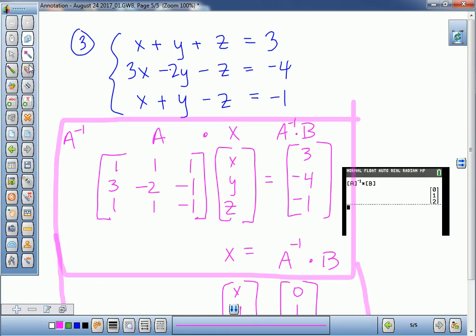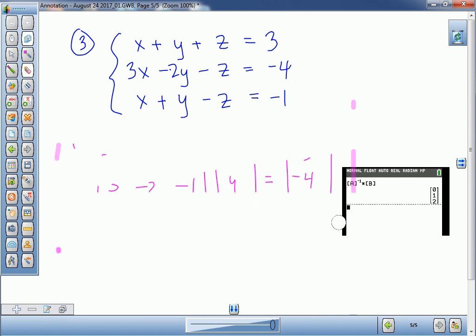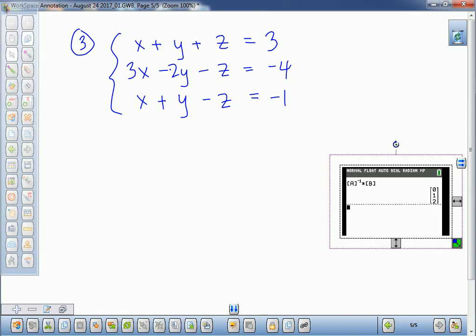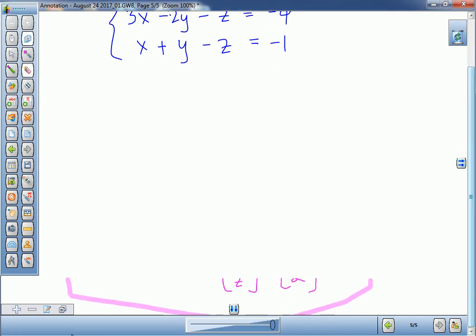Okay? But you're probably thinking, Miss Willoughby, you did not show me how to find an inverse of a 3 by 3. You're right, because it's time to use our technology. Okay, so we're going to use the TI-84s.